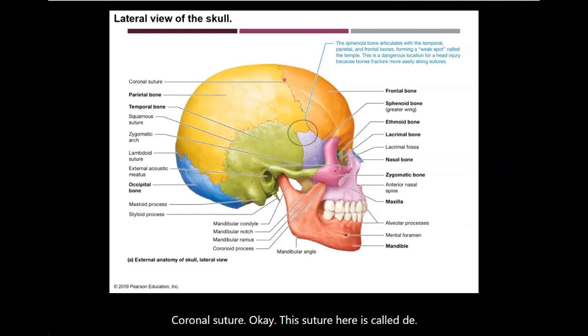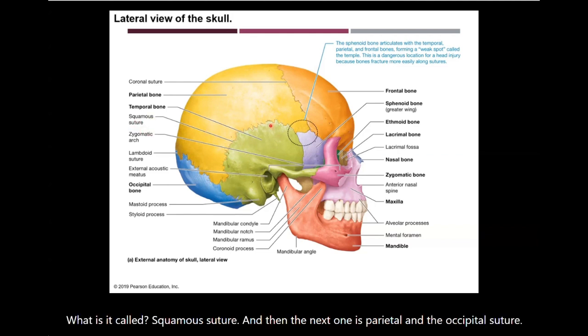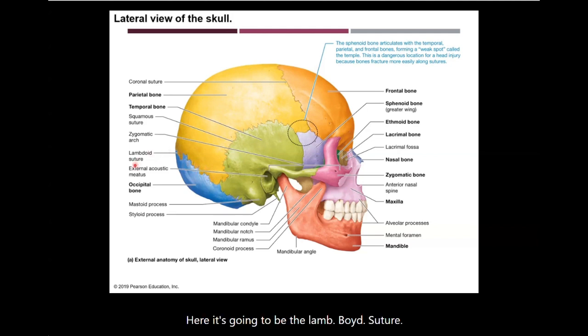Coronal suture, okay? This suture here is called the coronal suture. It connects the frontal bone to the parietal bone. Next, let's do the suture that connects the parietal bone to the temporal bone. It's going to be called the squamous suture. What is it called? Squamous suture. And then the next one is parietal and the occipital suture here. It's going to be the lambdoid suture. What is it called? Lambdoid suture.